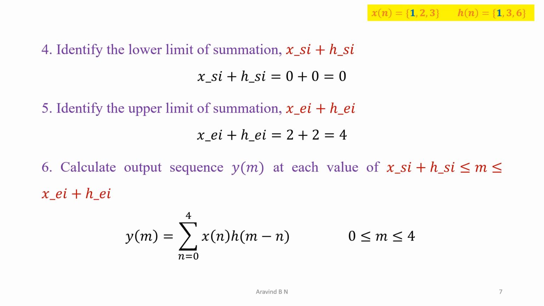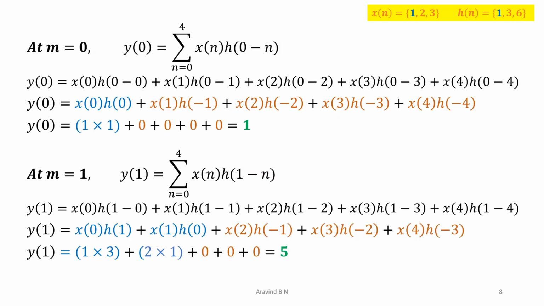For each value of m, we are going to calculate one value of the linearly convolved sequence. Now let us go through that. At each value of m we need to calculate. At m is equal to 0, y of 0 is equal to summation n is equal to 0 to 4 x of n, h of, in place of m substituted as 0 minus n. Now expand this summation. After expanding this summation and resolving the h representation, this is what we are going to get.